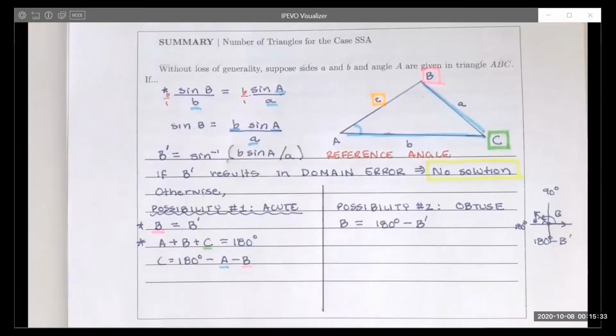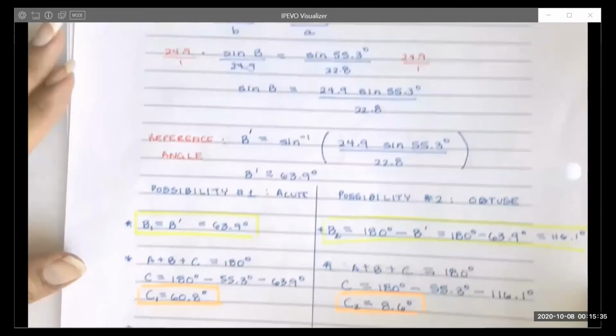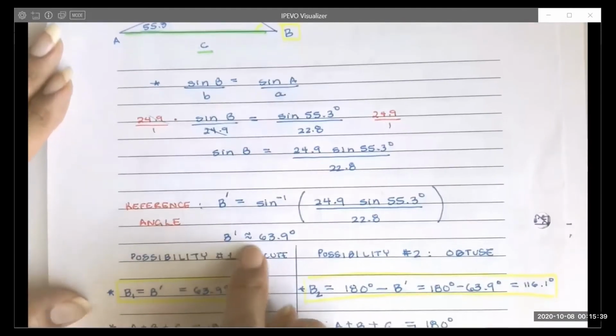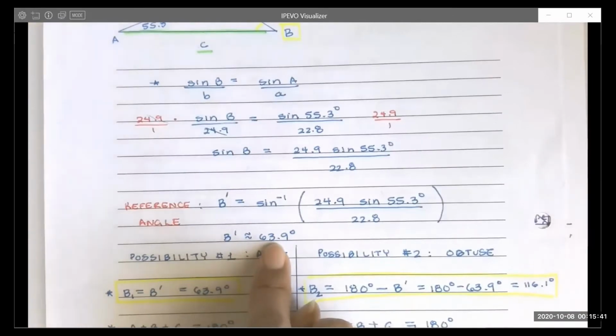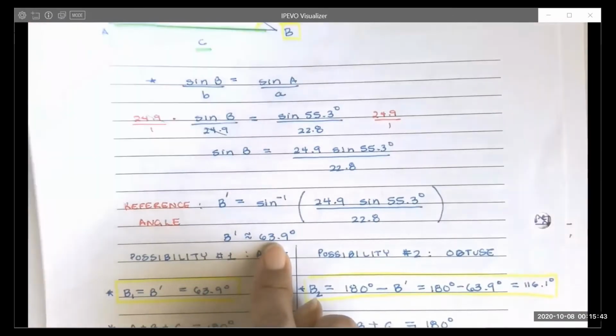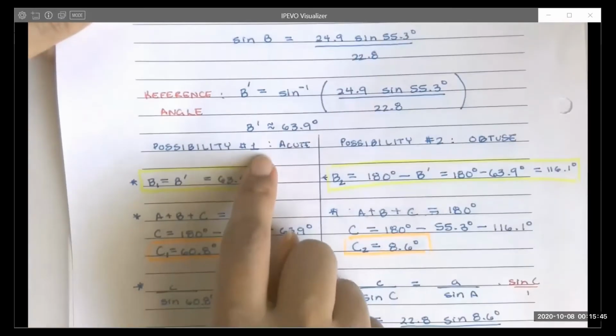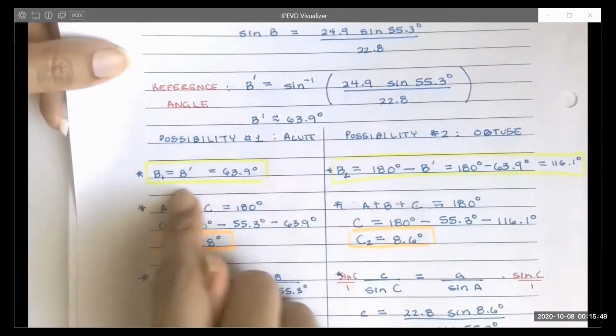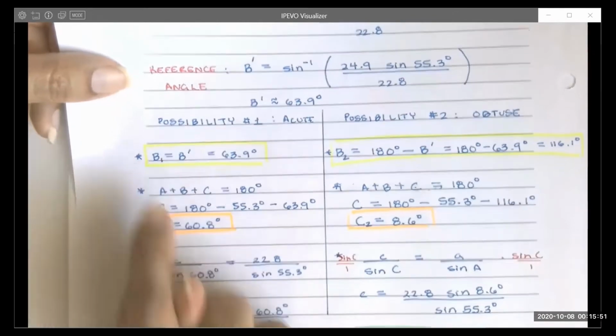Take a look at example number 5. In this case, we calculated the reference angle and it turned out to be something that was not an error, so we got 63.9. So then we built the first possibility, which is acute. We set the reference angle to be the same as B.